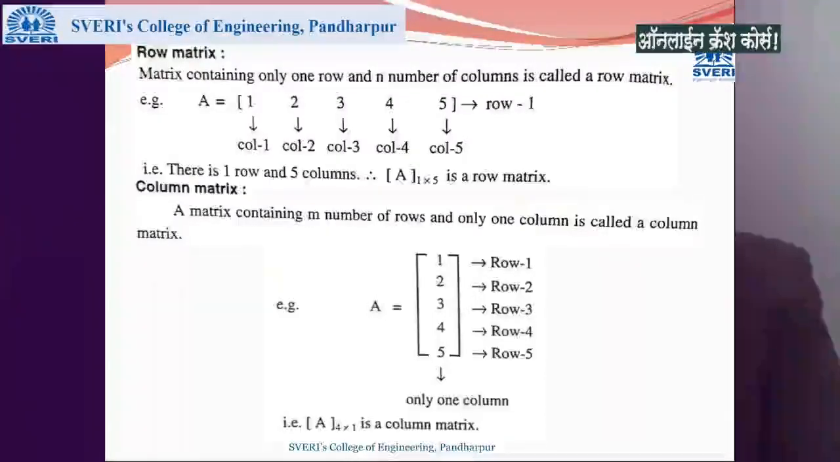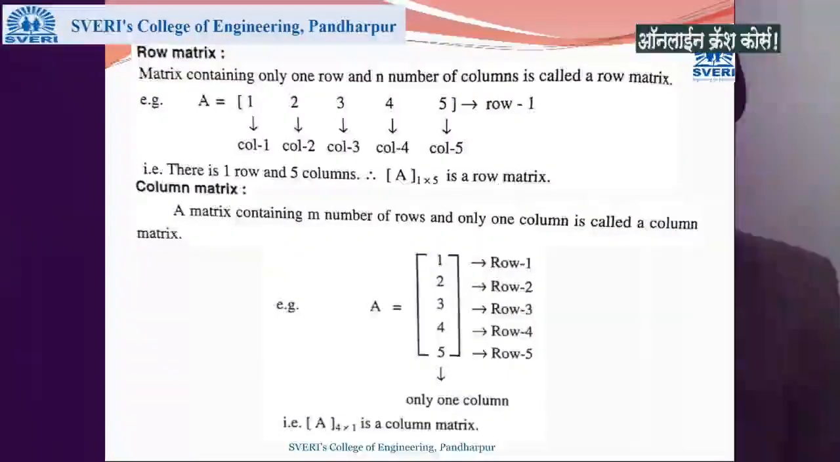But how many columns are there? There are total 5 columns. So here there is only one row and 5 columns. Therefore, the dimension or the order of this matrix will be 1 by 5. And here the matrix A is a row matrix.